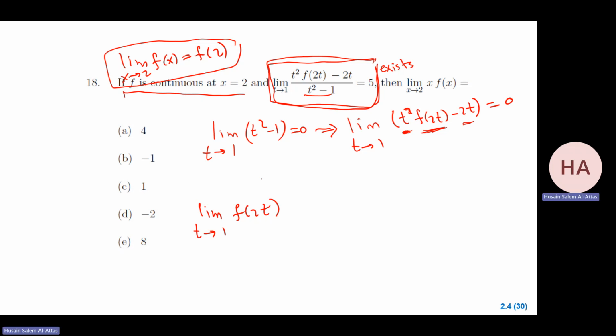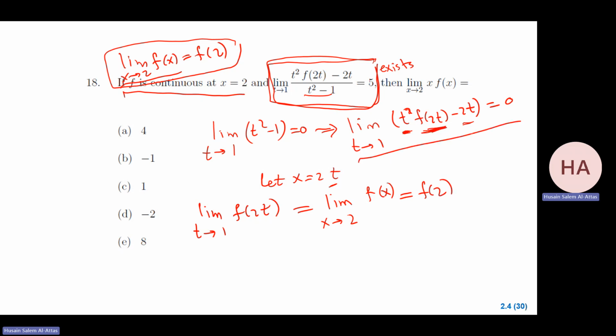Okay, so if I let x equal 2t, what will happen to this limit? It will be the limit of f of x. Now, if t goes to 1, x goes to 2, which is this one. So that should equal f of 2. So this limit should equal f of 2.